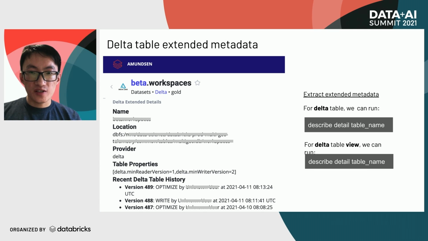We also surfaced Delta extended metadata in our Amundsen deployment, like mounting point, table properties, and recent table history. We can get this information by describing the corresponding Delta table or view name. The Delta extended metadata leverages a feature called programmatic description in Amundsen. The feature is designed so that any company could provide its own customized table metadata. Basically, you could provide arbitrary key-value pair table metadata and assign it to the table entity, and it will all show up here.